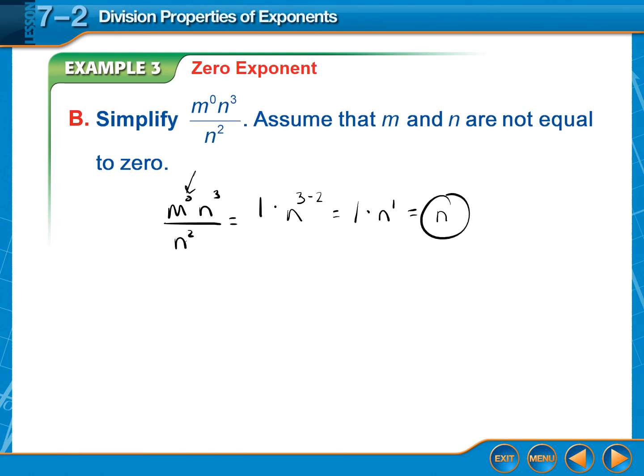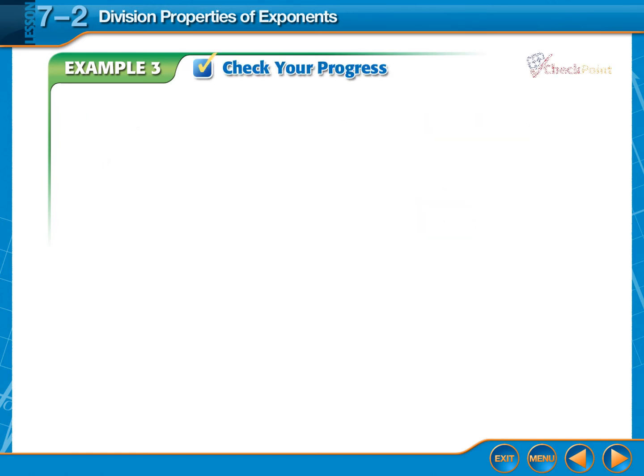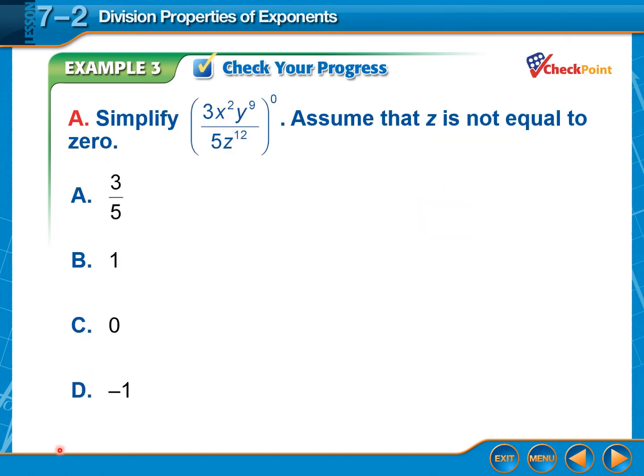So in this case, I only had m raised to the power of 0. Right there, right there. So that was the only thing that becomes 1. The n's I needed to simplify using what I know about dividing powers. So I subtracted the exponents there. And so I simplified all the way down to n. All right, so try this one on your own.